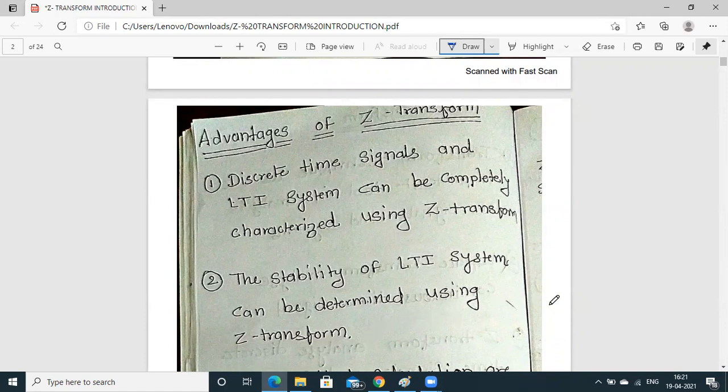The LTI system is said to be stable if the ROC remains inside the circle. So this is the radius of the circle, and the ROC is inside the circle. Then that LTI system is called a stable system.